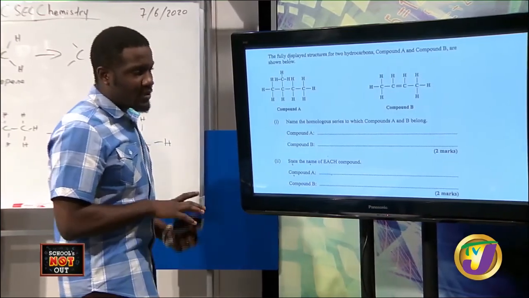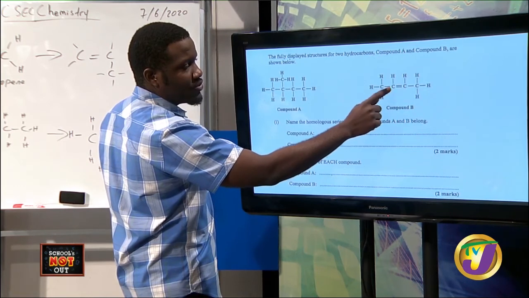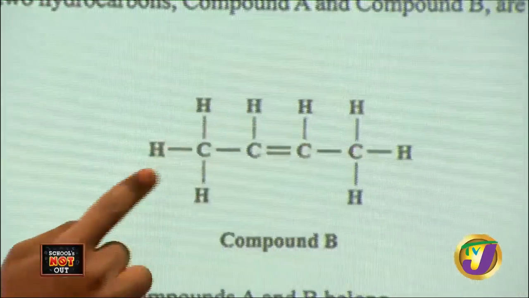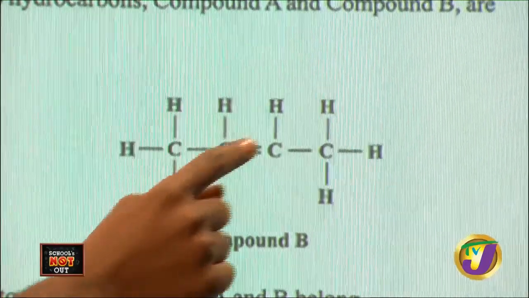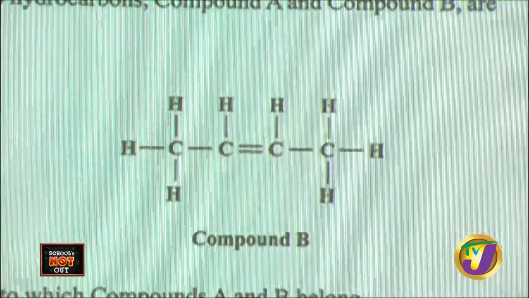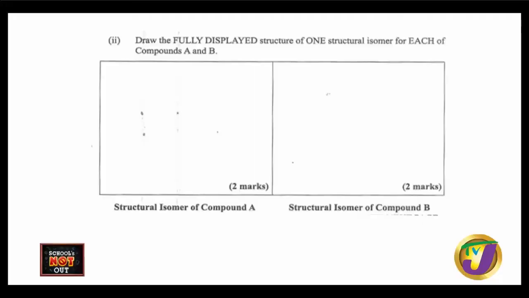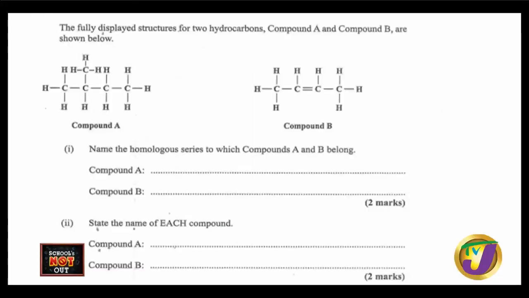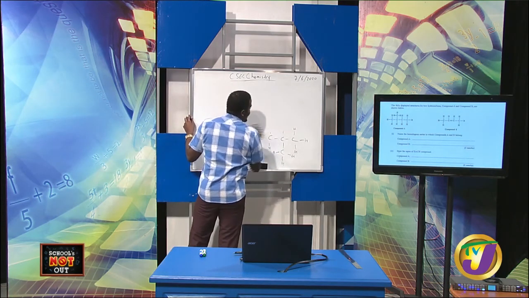Let's look at compound B. All right? So 1, 2, 3, 4. So carbon 2 is where the double bond is. So this would be 2-butene. All right? Beautiful. So it says that we're going to get isomers now from compound A and isomers from compound B.